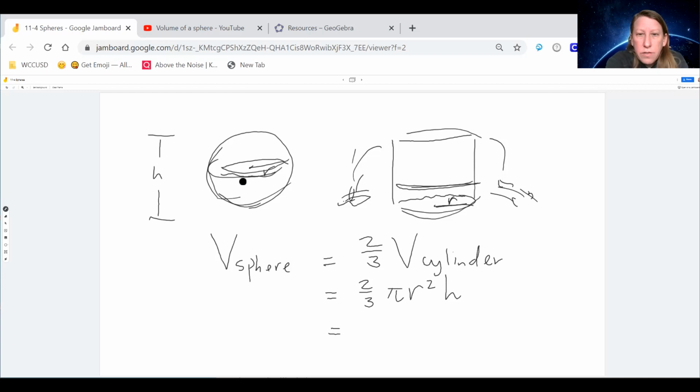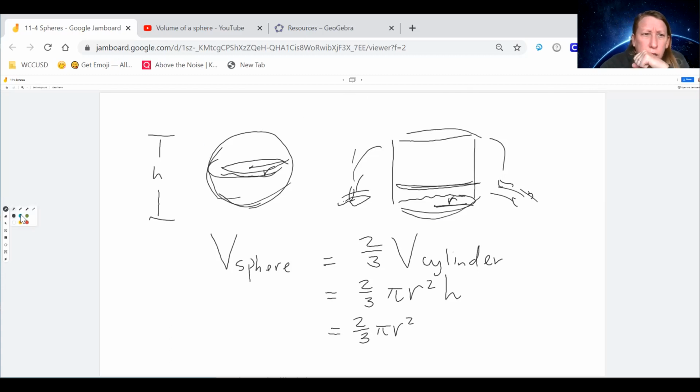So the volume of the sphere is going to be 2/3 pi r squared, times the height. What's the height of the sphere? That will tell me the height of the cylinder. Now I just said for spheres, we only need one measurement, which is the radius, but how does that tell us how high it is?